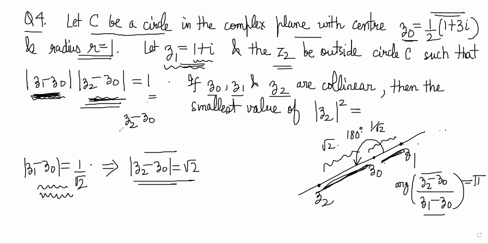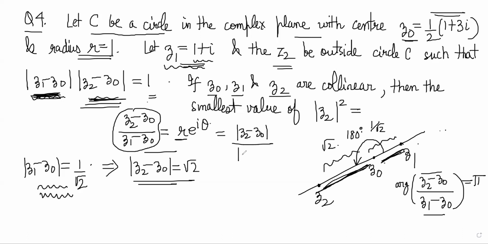Z2 minus Z0 by Z1 minus Z0 is equal to R e^(i theta). R is the modulus of this complex number, so that is mod of Z2 minus Z0 by mod of Z1 minus Z0, times e power i, and its argument is pi, right? Now mod of Z2 minus Z0 is root 2, and this one is 1 over root 2. So it is root 2 by 1 over root 2. e power i pi is minus 1. So this becomes minus 2.